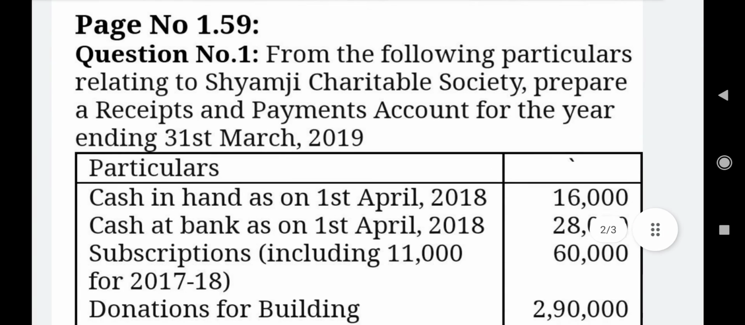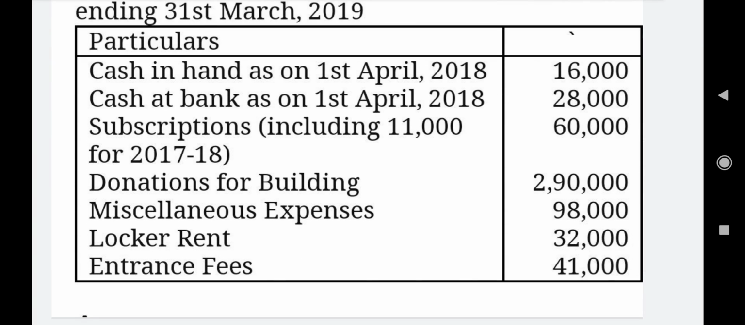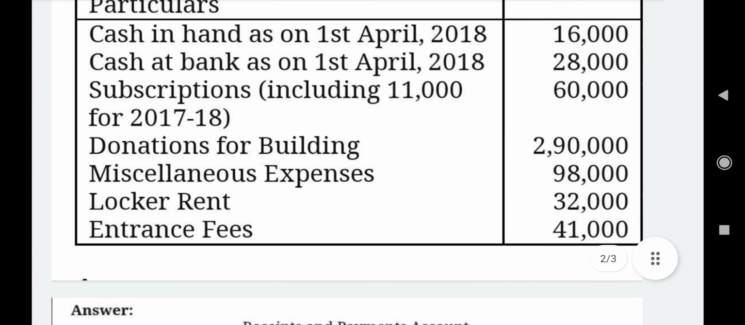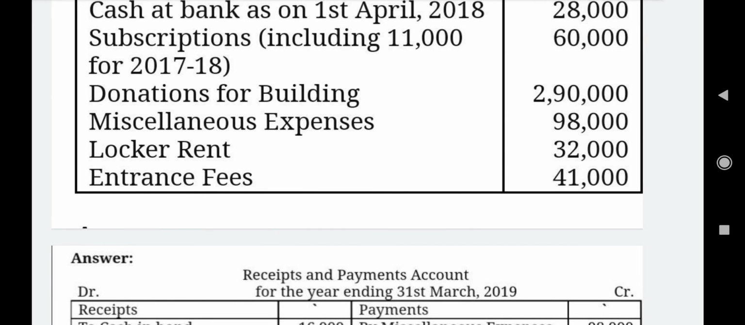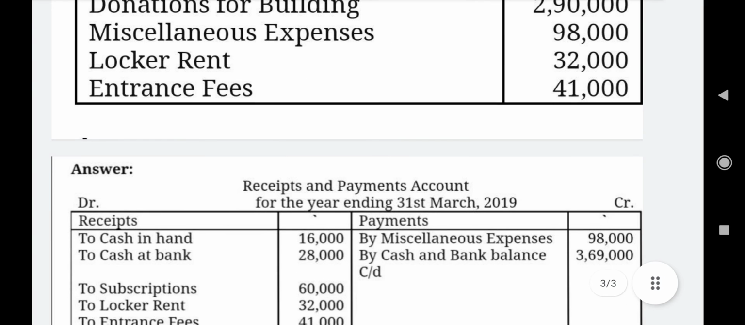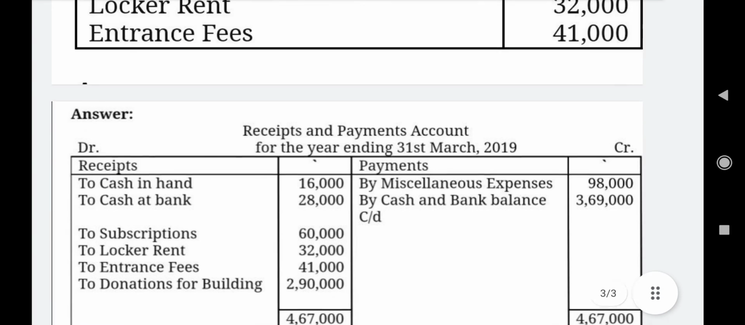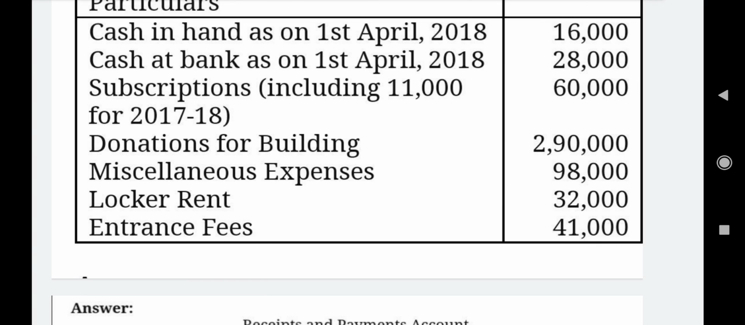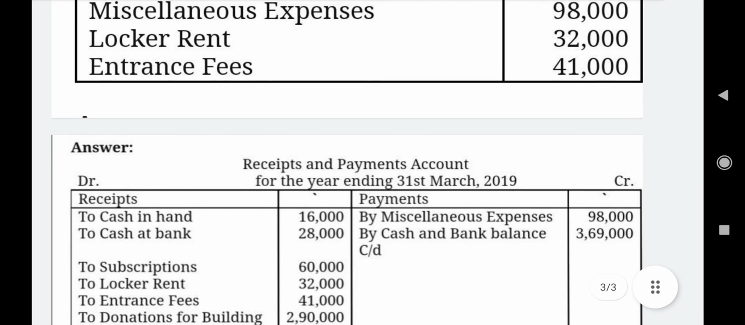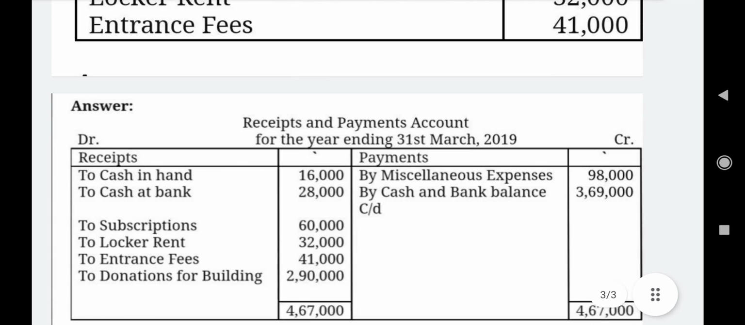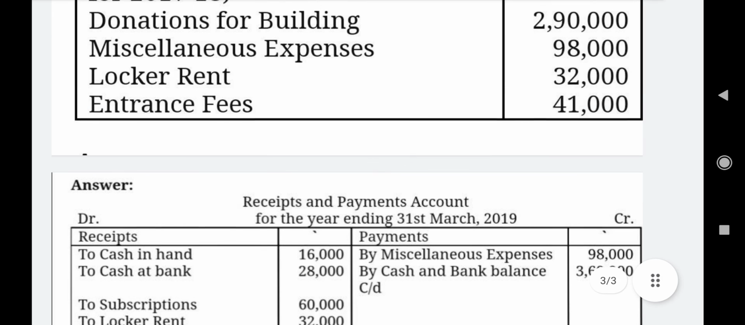Then the locker rent. Now see, you get the locker rent and it is a receipt for you, so 32,000 you should record. Then you have the donation for the building, which is your receipt, so it will be recorded on the receipt side. Then your miscellaneous expenses, that is 98,000, that is your expenditure. Then locker rent, we have already recorded. Then the entrance fee, it's your receipt.